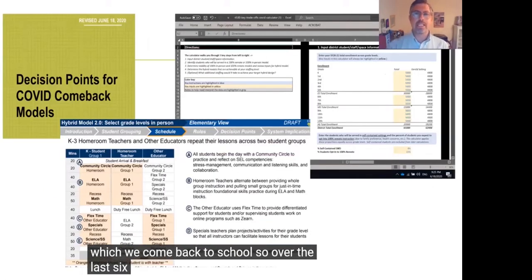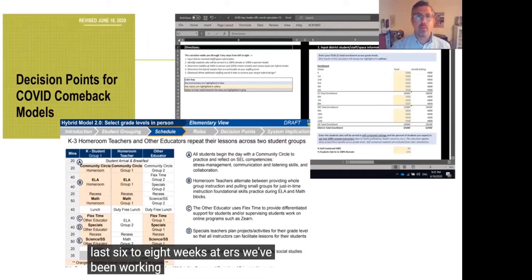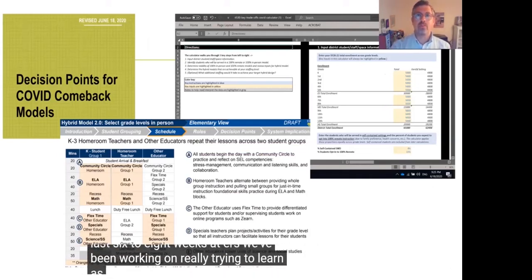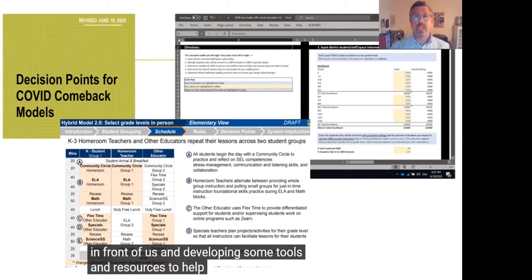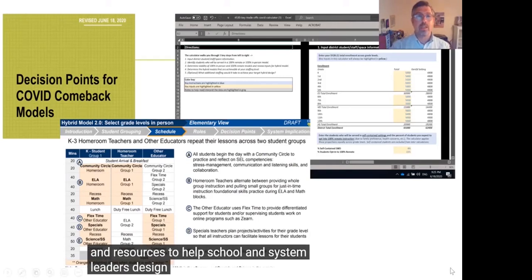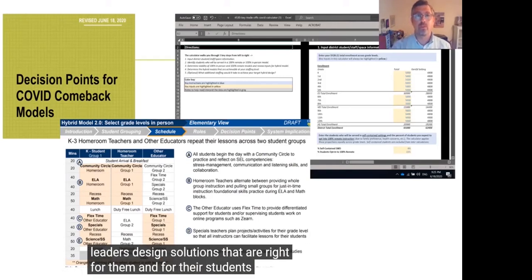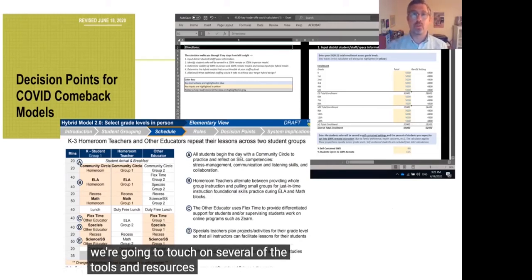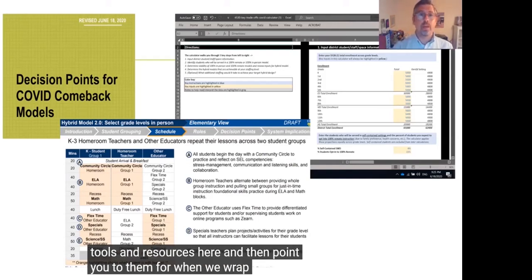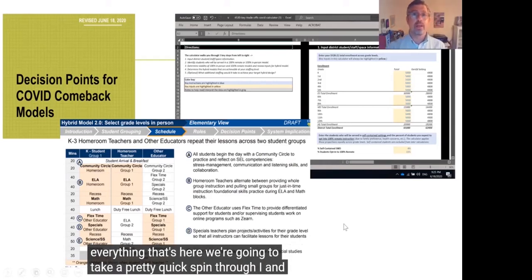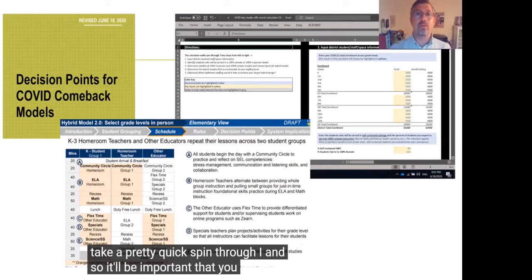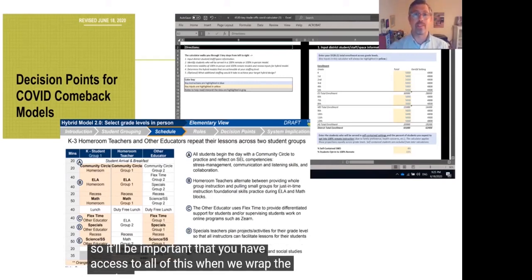So over the last 6 to 8 weeks at ERS, we've been working on really trying to learn as much as we can about what options are in front of us and developing some tools and resources to help school and system leaders design solutions that are right for them and for their students. And so we're going to touch on several of the tools and resources here, and then point you to them for when we wrap up this work, so you'll be able to access everything that's here. We're going to take a pretty quick spin through, and so it'll be important that you have access to all of this when we wrap the session.